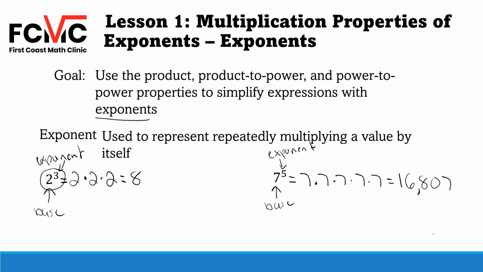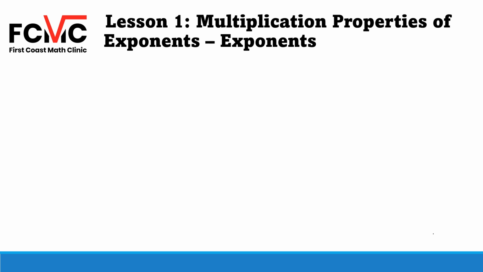So I want to review these properties: the product property, product to power, and power to power properties that involve multiplication with exponents. So let's get into these examples. We'll start with the product property. I'm going to go through a general example for each of the properties, and then go through an actual example using some numbers and variables. So let's start with our general example.